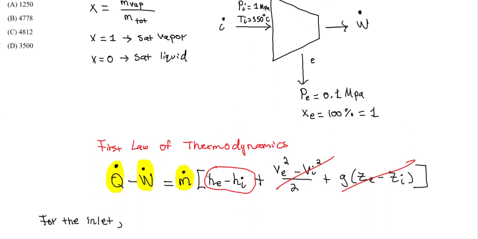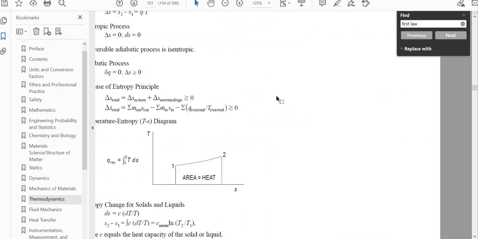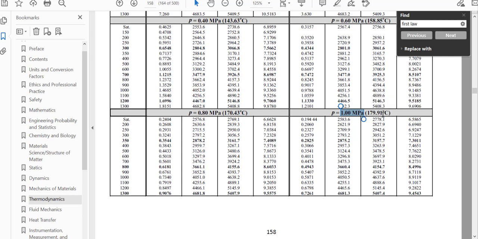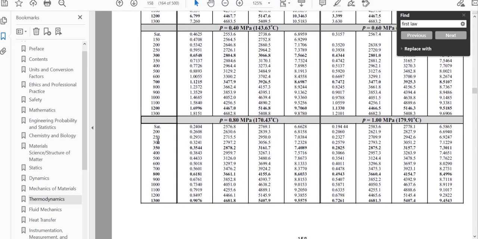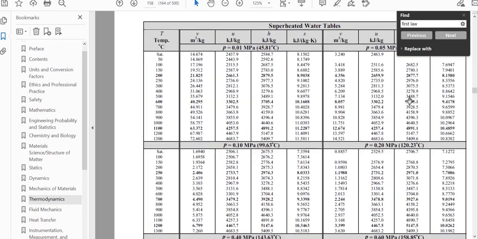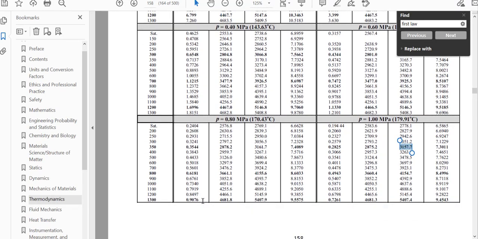In this case, we're in the superheated phase. Since we know we're at a pressure of 1 megapascal, and the saturation temperature is 179.91 degrees Celsius, note that we're at a temperature at the inlet of 350 degrees Celsius. It's above the saturation temperature, so we know we're in superheated. So you go to 350, go all the way across to 1 megapascal, and go to the H column for the enthalpy. We have 3157.7 kilojoules per kilogram. That's at the inlet, so that's our H sub I.